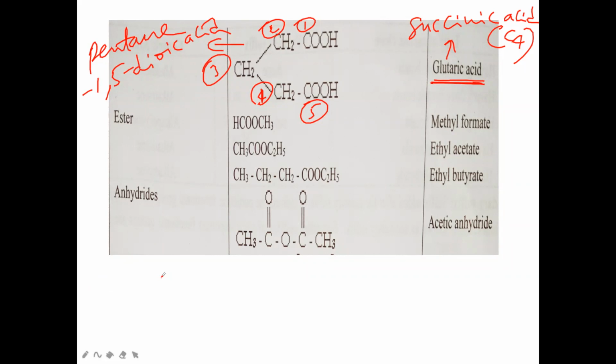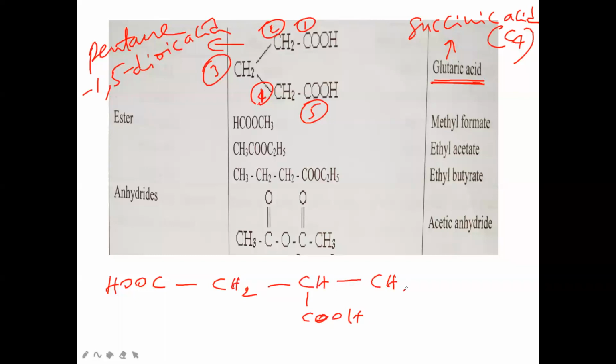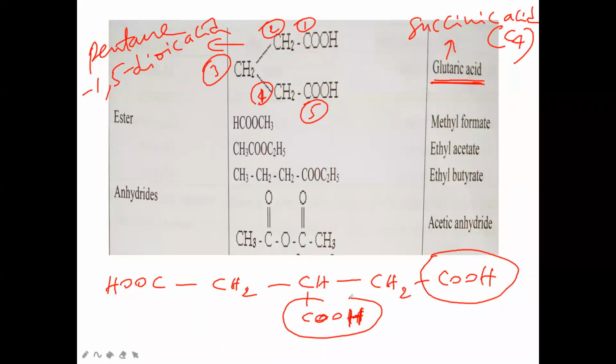Suppose you are given one molecule like this: COOH, CH2, COOH, CH2, COOH. In this molecule, totally how many carboxylic acid groups? Check it. 1, 2, and 3. So 3 carboxylic acid groups are there.